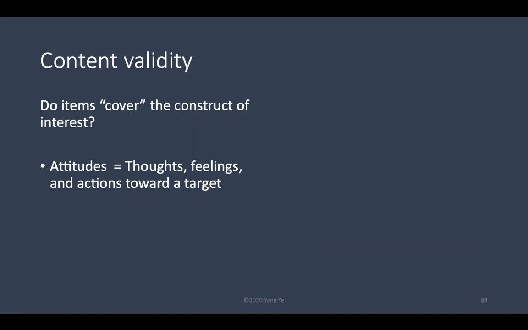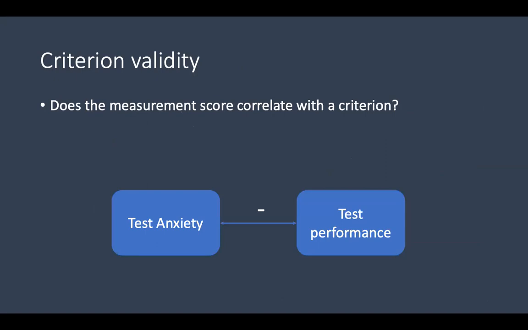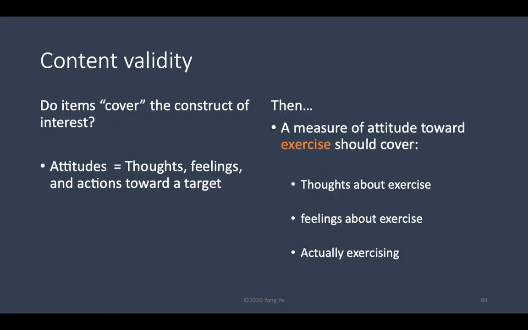Which brings us to the idea of content validity, which is, do the items in the measure cover the construct of interest? In psychology, for example, they usually say attitudes have different components like thoughts, feelings, and actions. A measure of attitudes based on this theoretical construct should also have these three components. This is usually done by having experts on this construct look at the measure to see if these dimensions of the construct are being covered. It is usually judged by experts. There's no quantitative way of determining content validity.